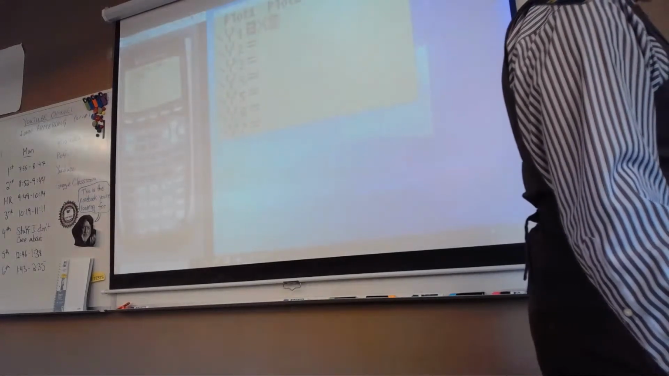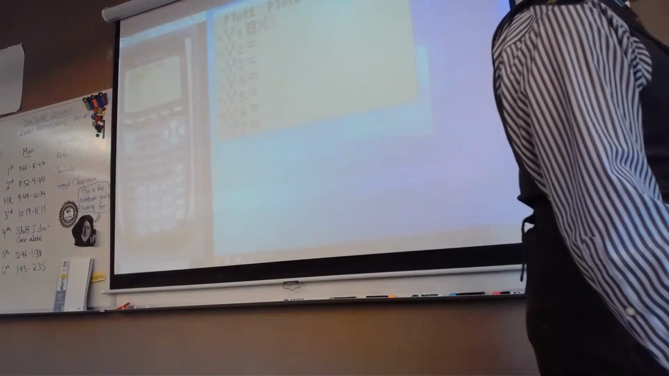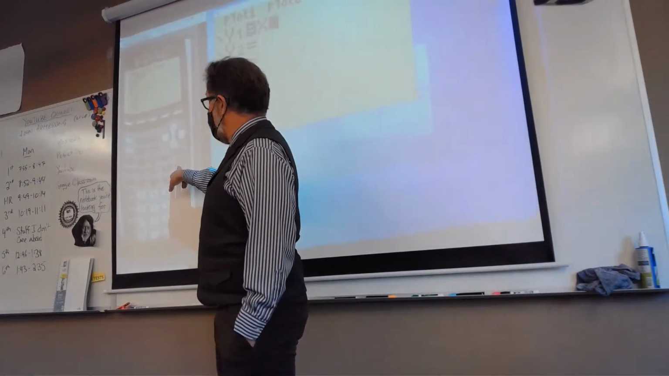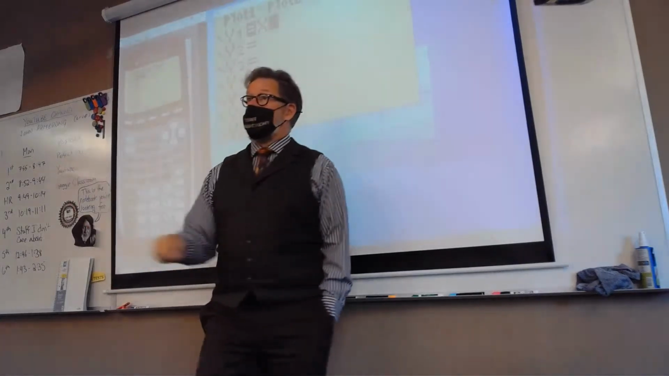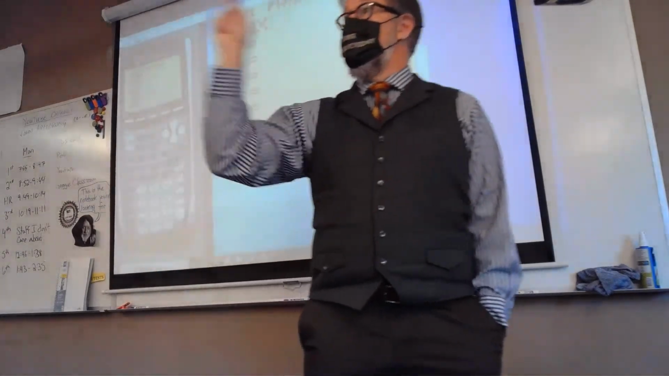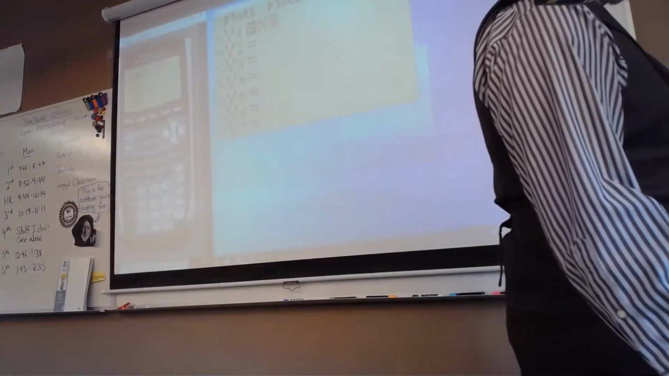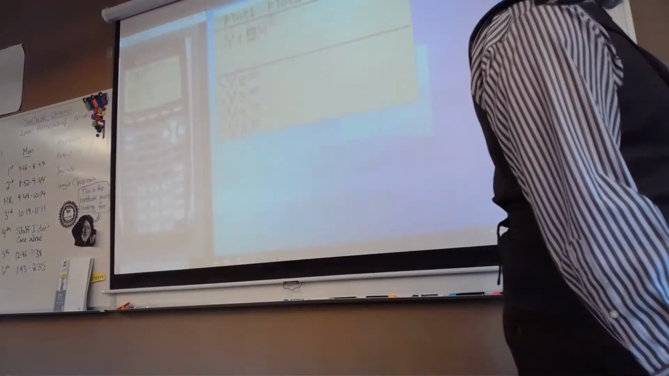The power button is right here. It's called a caret. For any other power other than squared, you could use the caret, but for squared, there's a shortcut button. You can just come down here and push the squared button. Minus 3.